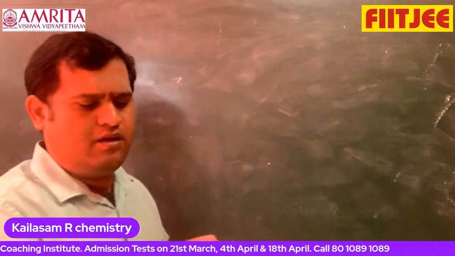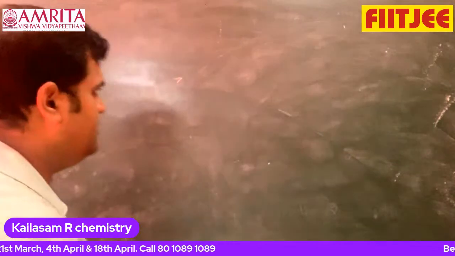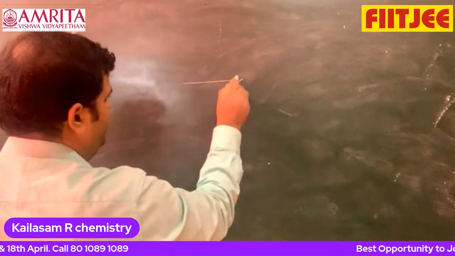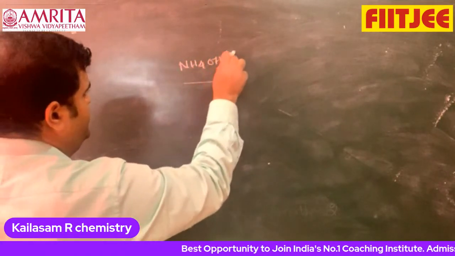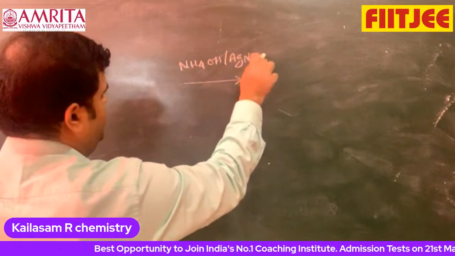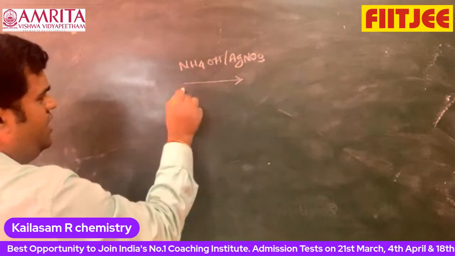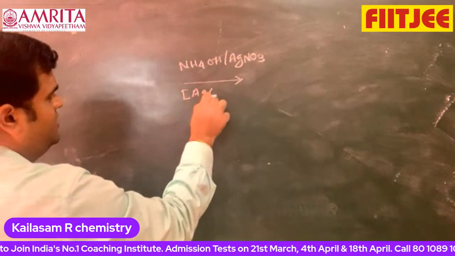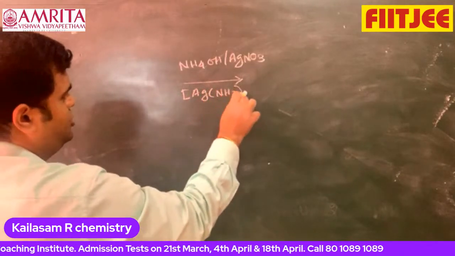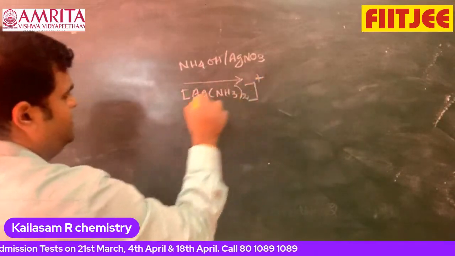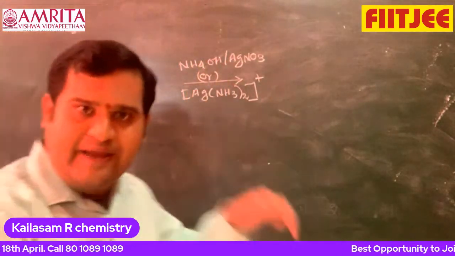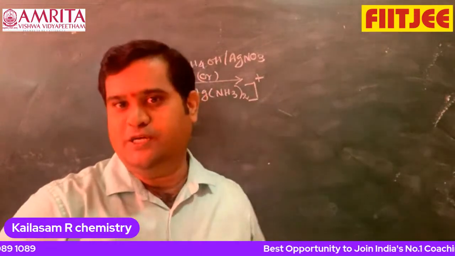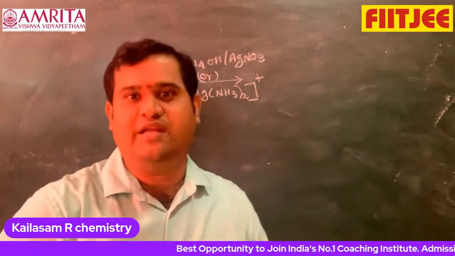Very simple. Tollens reagent. What is Tollens reagent? Ammoniacal silver nitrate solution. I'm writing that as NH4OH, AgNO3, and it is called R. We can write it as Ag(NH3)2+. This is called Tollens reagent. That means an aldehyde can reduce Tollens reagent, but a ketone never, because a ketone is tough to oxidize.